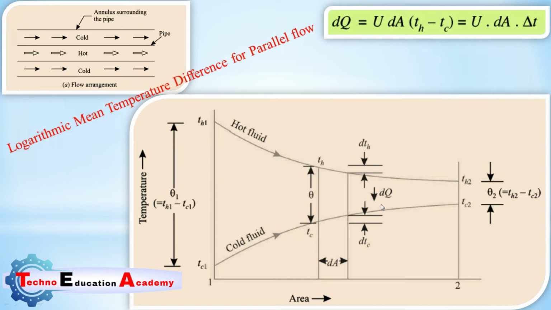Now we know the equation of heat transfer for the overall heat transfer coefficient, as in the problems of conduction and convection: dQ equals U into dA into (TH minus TC). U is the overall heat transfer coefficient, dA is the cross-sectional area at the intermediate section, and TH minus TC is the temperature difference at this portion. So dQ equals U into dA into delta T.